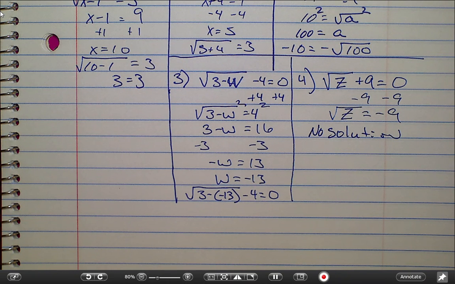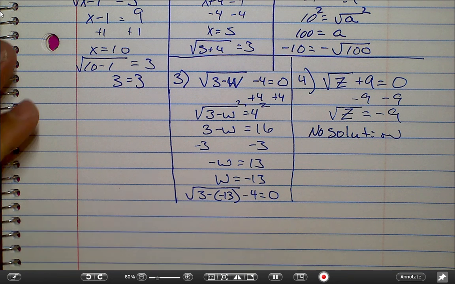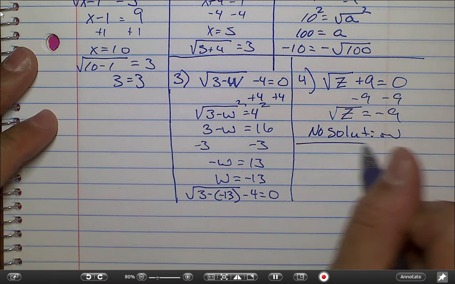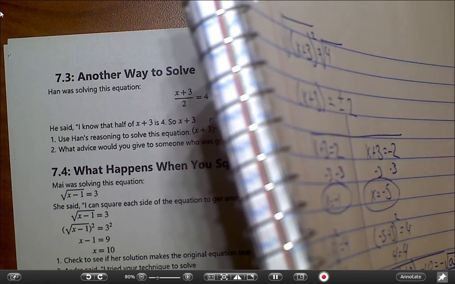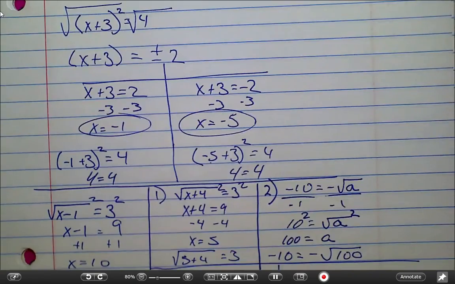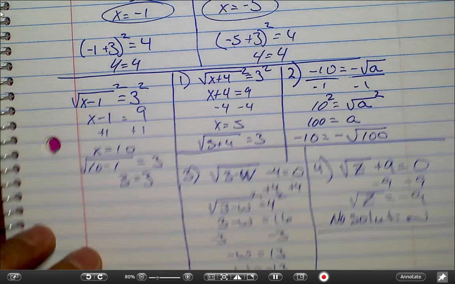No solution or does not exist. Either way, it's the same thing. Does that make sense? The homework sheet. Yep. That's it. So, easy.